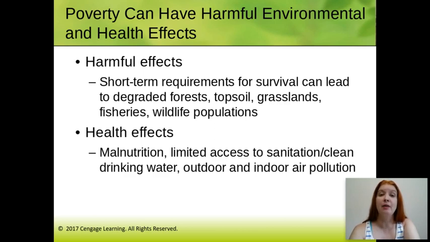A lot of the rainforest in Africa is being taken down to make farmlands. Or people need to heat their homes, so they cut down trees to heat their homes, but the rainforest is going away. And then we have health effects, things like malnutrition, limited access to sanitation and clean drinking water, outdoor and indoor air pollution are all things that are going to be an issue. Indoor air pollution, if you're burning wood for heat and or to cook in your home, or in some places you burn dried animal poop, you're breathing all that in. That's not healthy.